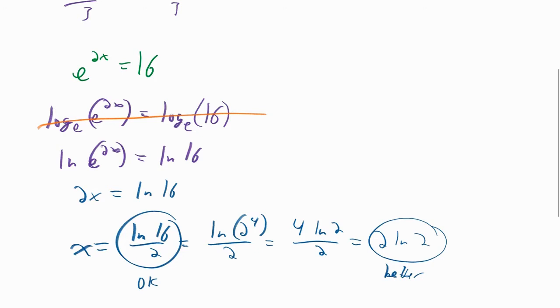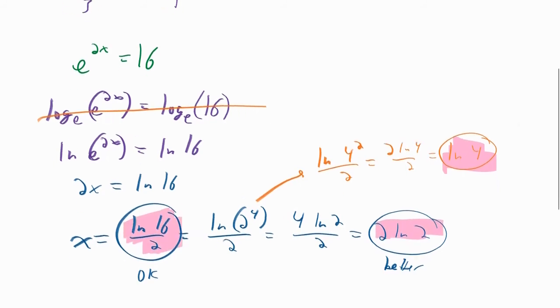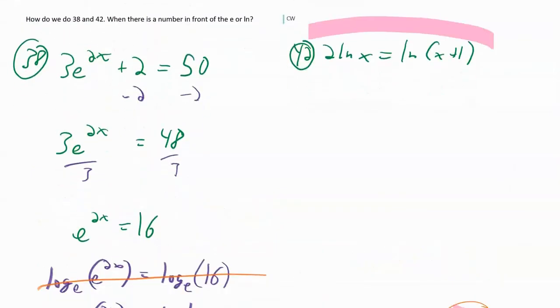I could also make this, if I want to go a different direction, be the natural log of 2 to the 4th, which is the same as 4 squared. So that would become 2 natural log of 4 over 2, or the natural log of 4. So all of these 3 are equal to each other. And you should know why that is from stuff from the last chapter we did. So that's 38. Let's talk about 42 for a second.